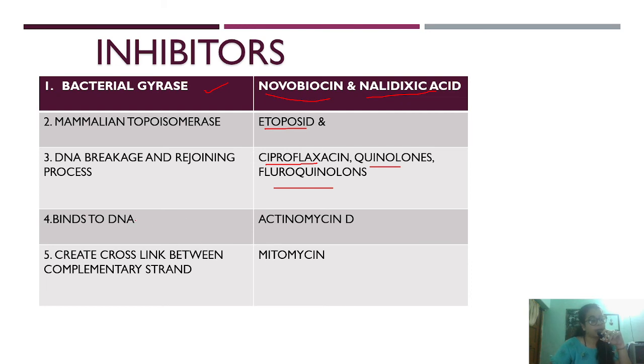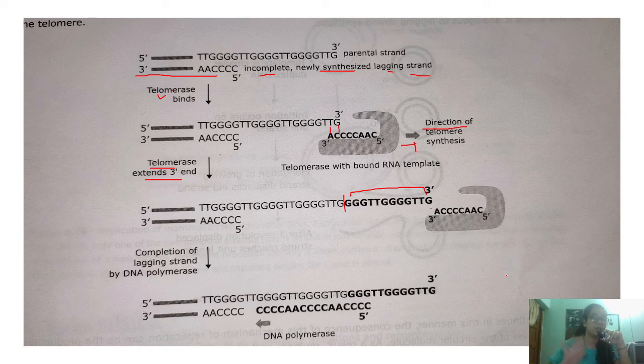DNA binding is mainly inhibited by actinomycin. And the cross link between the complementary strands will also be inhibited by mitomycin. So these are certain inhibitors, and this is how telomere replication takes place. And this is the end of the replication process: from the start how replication took place, what enzymes are involved, what is prokaryotic, what is eukaryotic, and how telomerase replication as well as inhibition works, is completed in this part of the video.